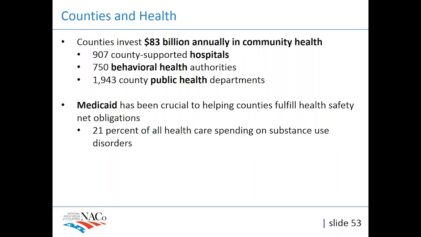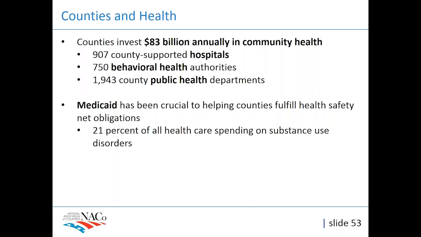Counties invest over $80 billion annually in community health systems. Counties were the original safety net. They still support over 900 hospitals across the country, with hospitals like Parkland Hospital in Dallas and Grady Hospital in Atlanta being the most well-known county hospitals, but also in a lot of our rural counties across the country. About half the state behavioral health, so mental health and substance use, is still county-based. And about 2/3 of our local public health departments are still based through our counties.